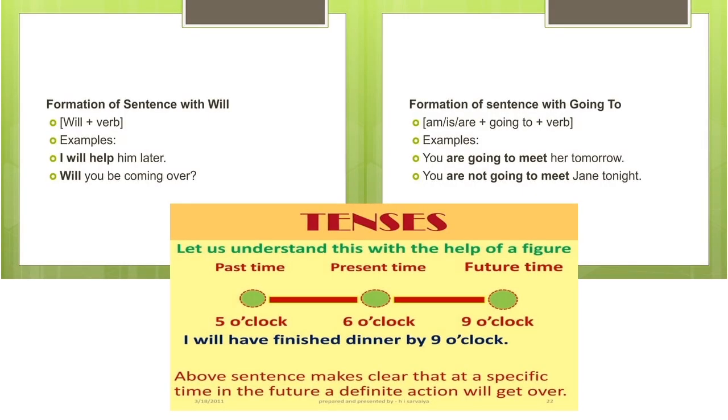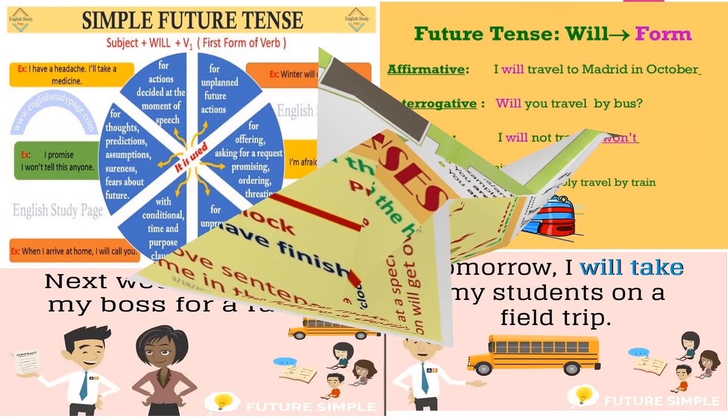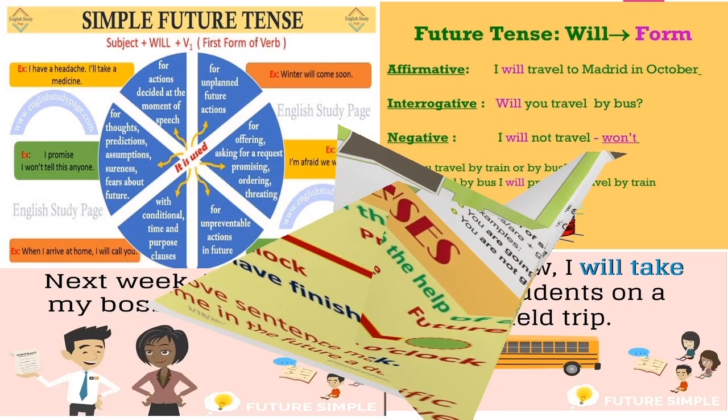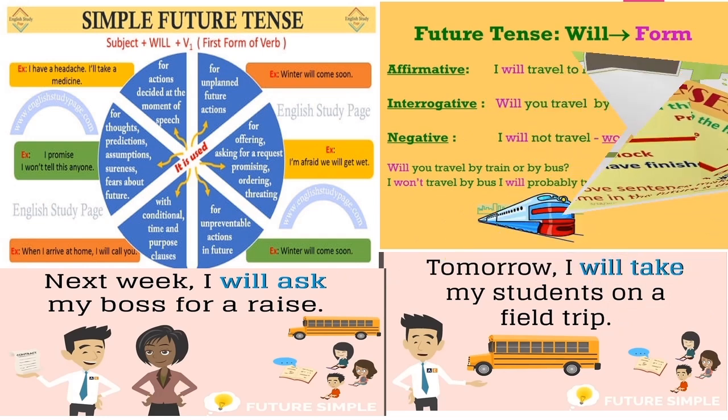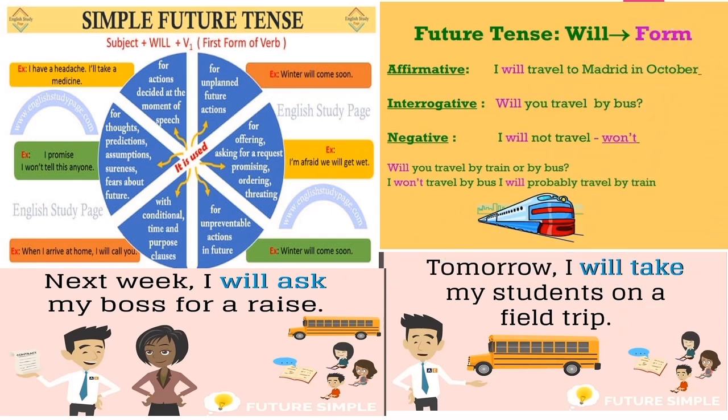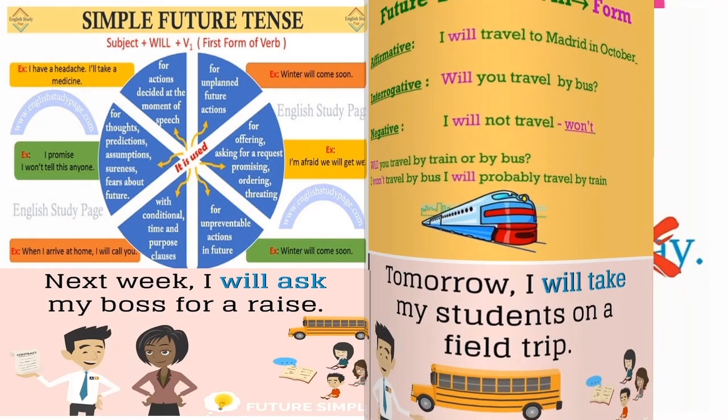Now let's talk about the formation of sentences with will and going to. With will we put will plus verb. However, with going to we put I am, is, or are, plus going to plus the verb. About affirmative, as we said, subject, will, and verb. I will travel to Madrid in October. Interrogative, we use will plus subject and verb. Will you travel by bus? Negative, we add will not. I will not travel with you.